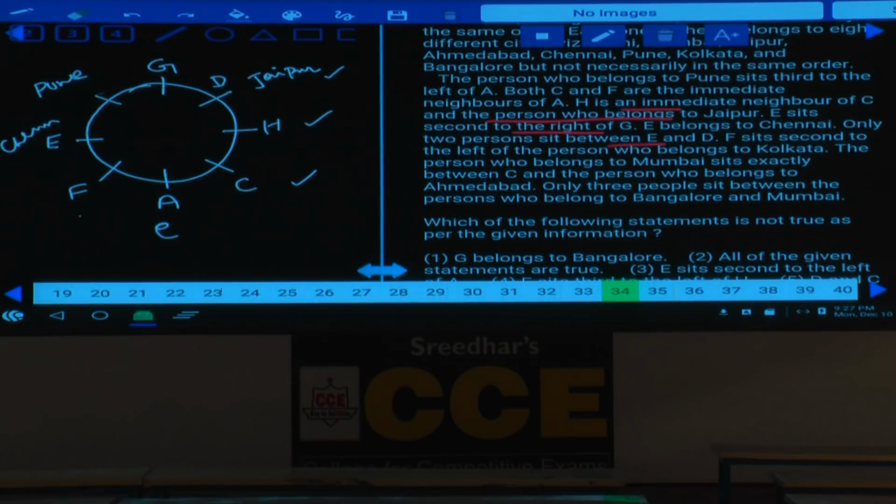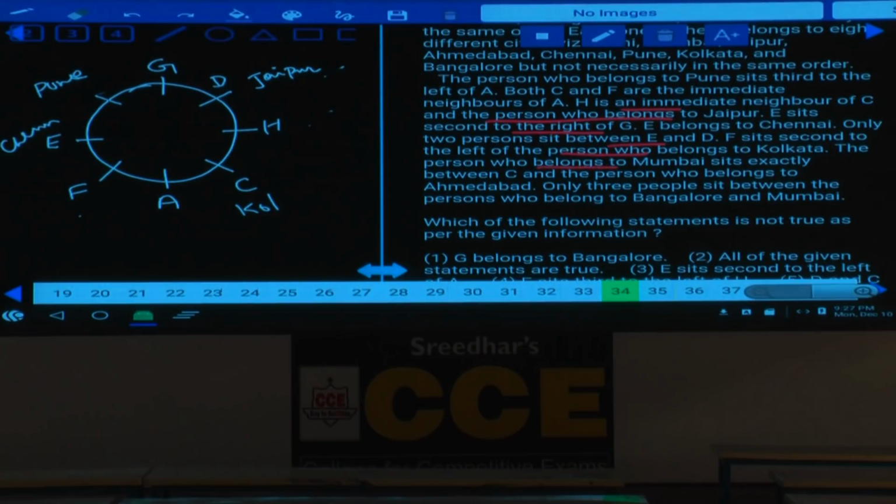Then F sits second to the left of the person belongs to Kolkata. As F seated second to the left of the person from Kolkata, then tell me where should this F be? As F is here, seated second to the left of the person from Kolkata, the person from Kolkata must be here. Then belongs to Kolkata.